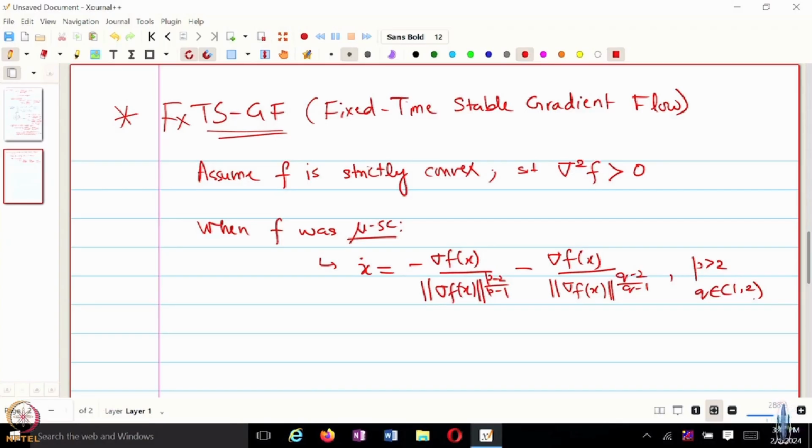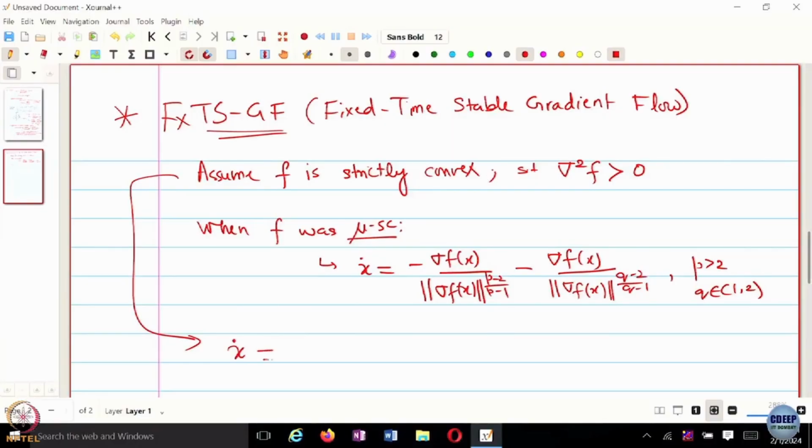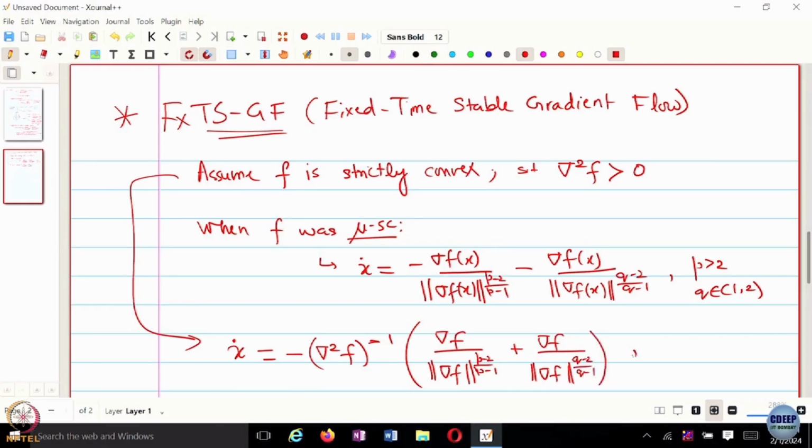Basically the Hessian inverse, the same thing that we did with the simple gradient flow. So when F is strictly convex, we are now going to design a new type of gradient flow, again inspired by the simple gradient flow, which is the equivalent modification of the Newton's flow, of this form. Okay, and let's see if this works.